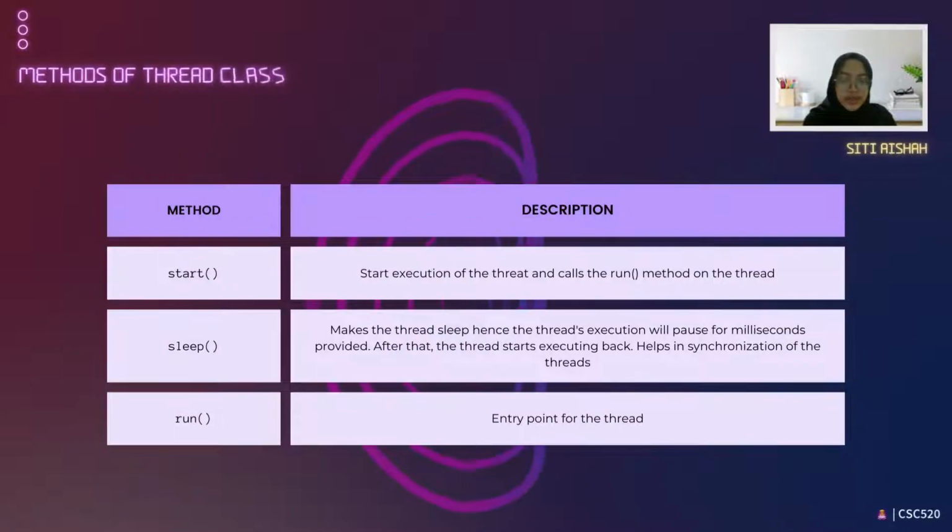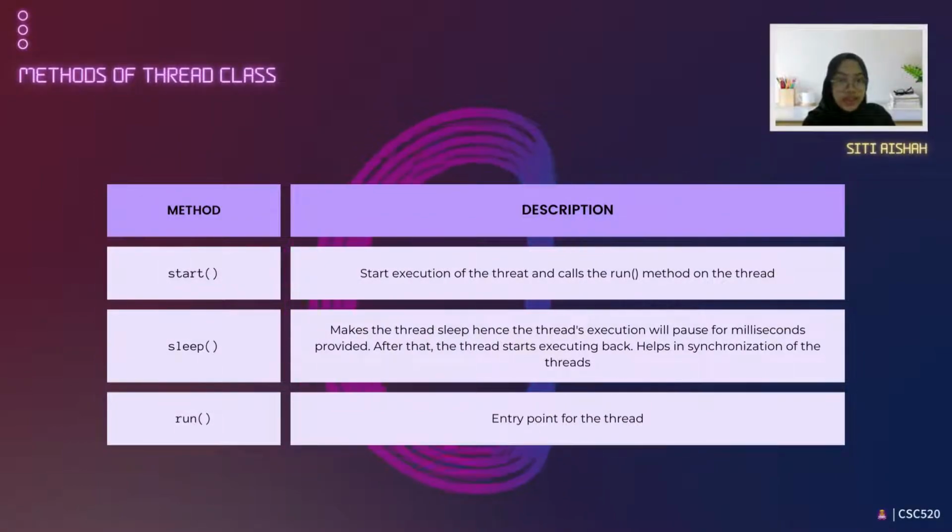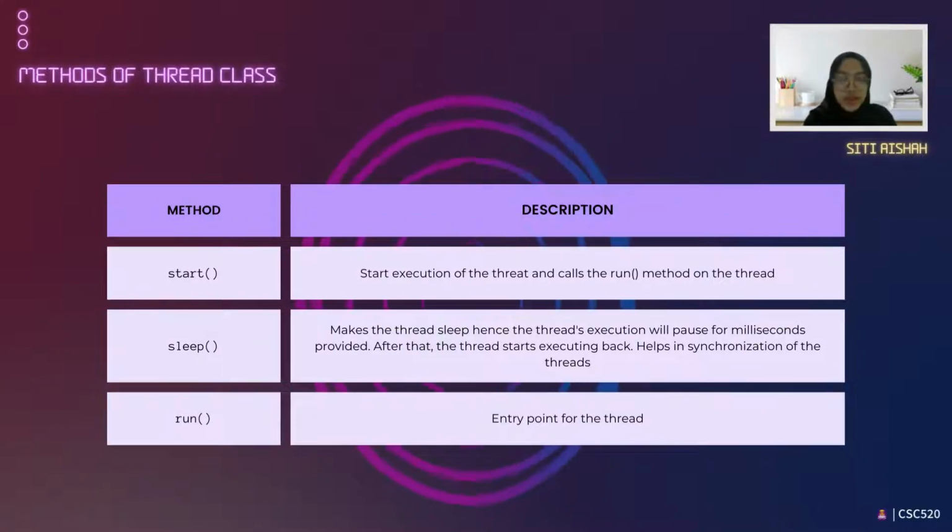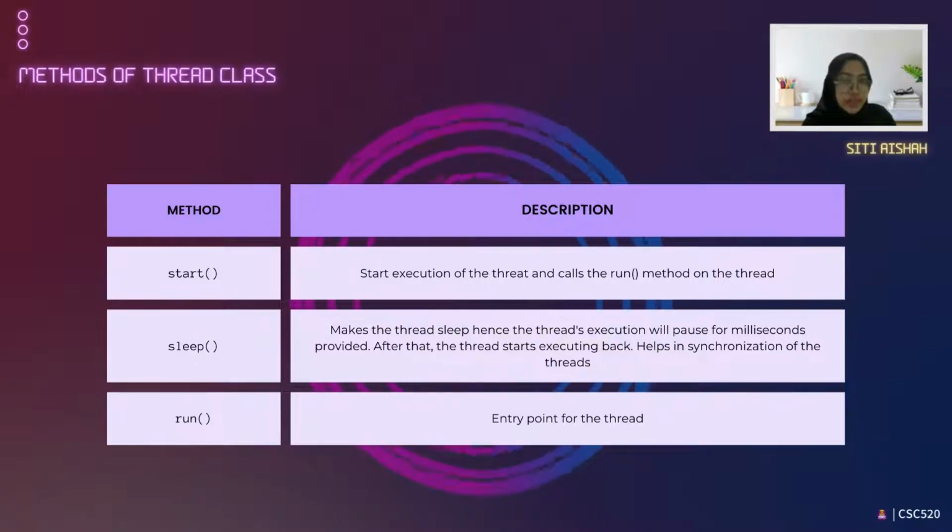So these are the methods for our thread class. There are three methods. The first method is the start method. This method will start the execution of the thread and it will call the run method on the thread.